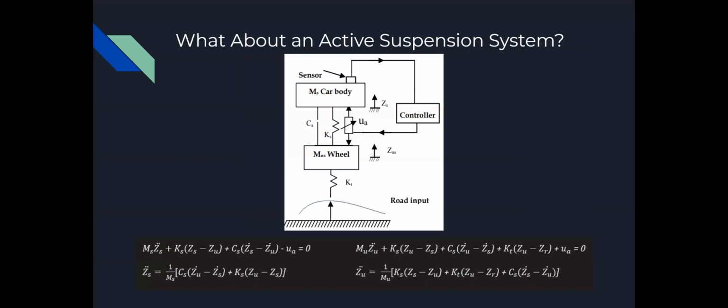So what about an active suspension system? Active suspension systems are similar to passive systems, but this one has a hydraulic actuator attached, which is the UA right here in the equation. And this is utilized by a PID controller that takes corrective action to reduce any error, and a tuned proportional gain, integral, and derivative time is inputted into that controller, and that control force is outputted by the hydraulic actuator.